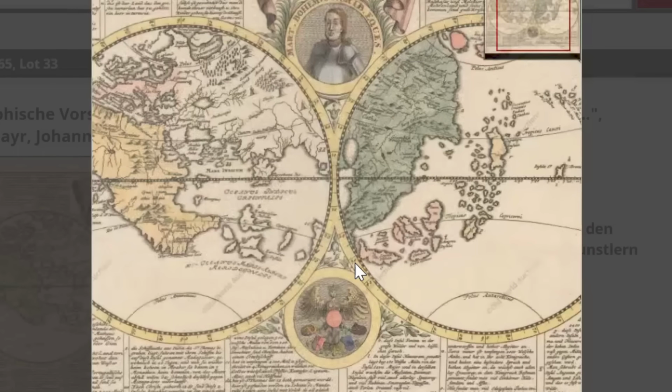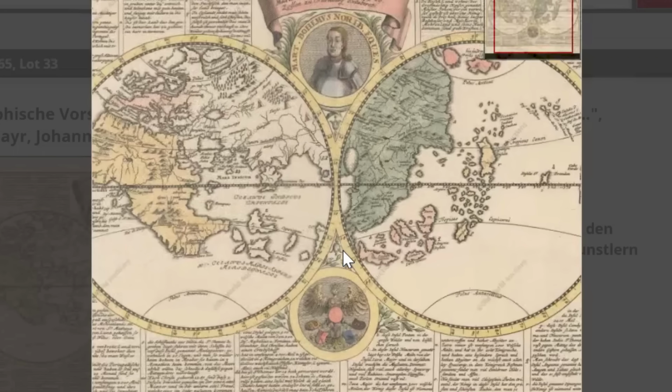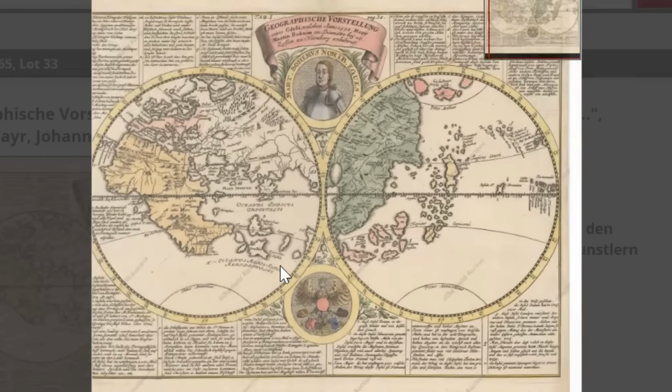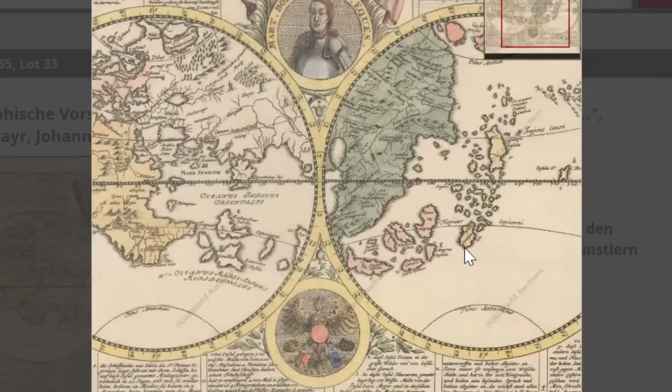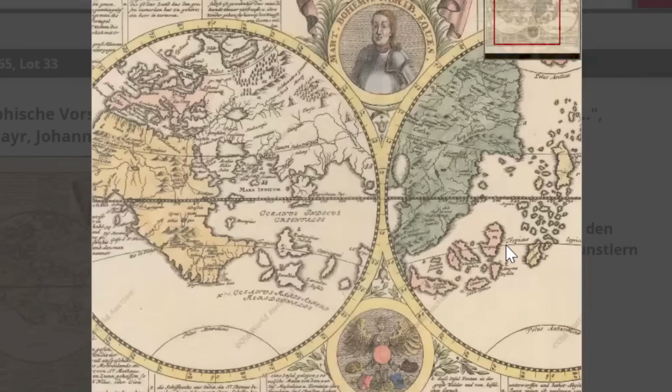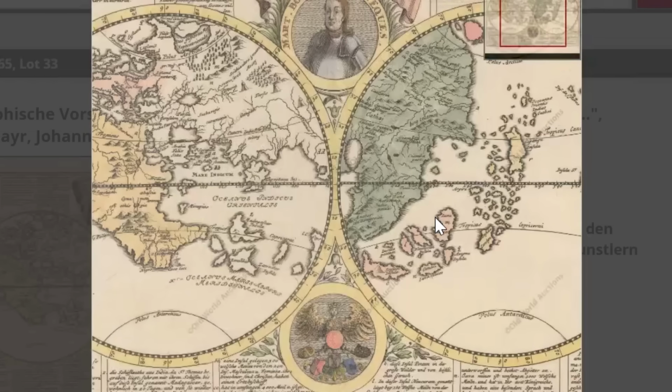This map is 1730, and as you can see, there's nothing at the bottom. They've just taken it off, so there's no land mass around the outside or at the bottom of this map. So there is no Australia at all in this map.